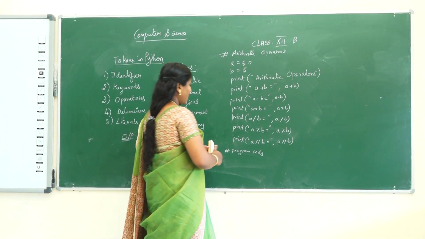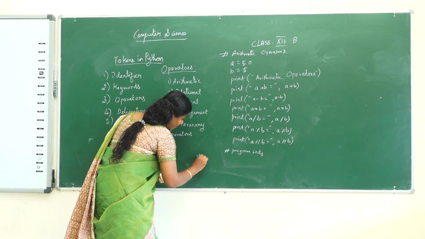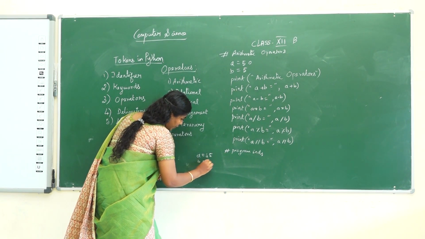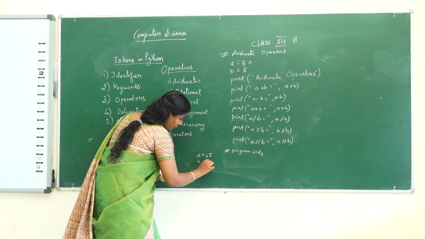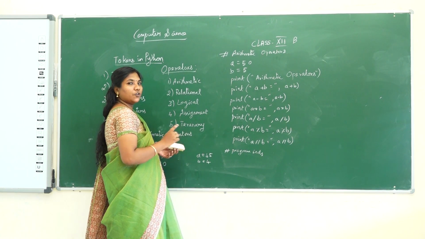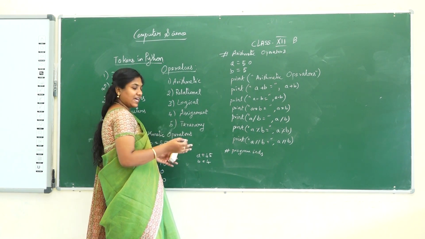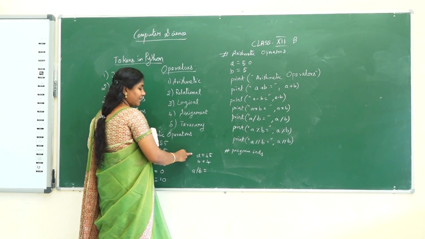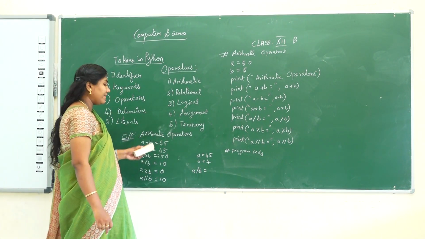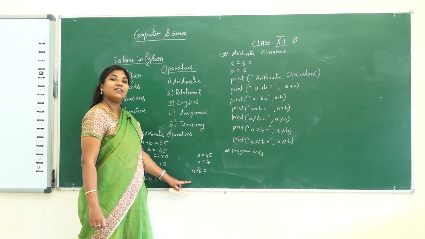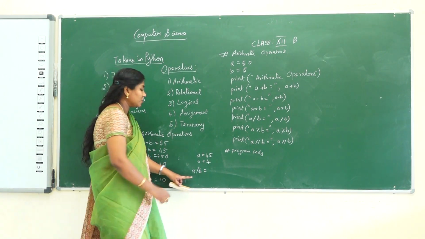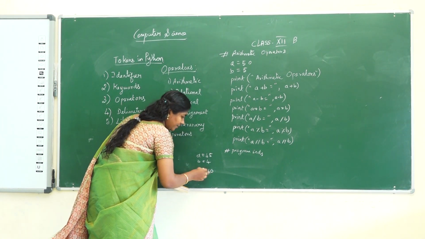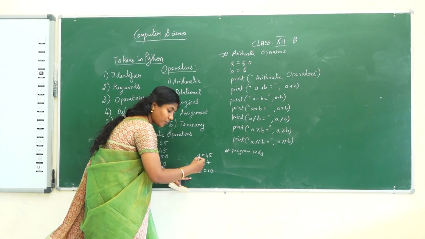Suppose A is equal to 45 and B is equal to 4. For all the others you know the values: plus, minus, star, slash. So what will be the value of A slash B? Suppose the value of A is 45 and the value of B is 4. 45 divided by 4 is 11.25, but here I only show the integer part. Okay, but that is the point value.